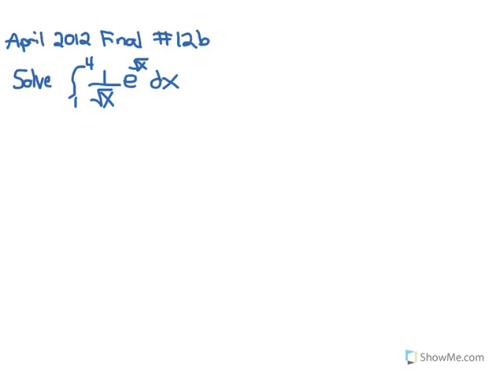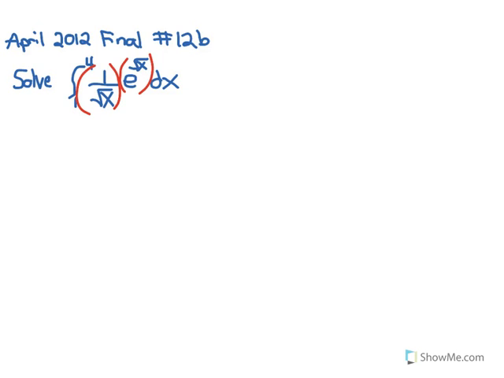Even if you're not in Math 1505 and you're not studying for the final, this is still a good integration problem. We have several techniques to solve definite integrals, and we want to be able to identify which technique to use. When we first look at this problem, we should see that there are two things multiplied to each other: the 1 over root x and the e to the root x.